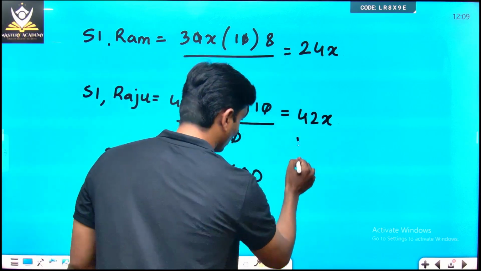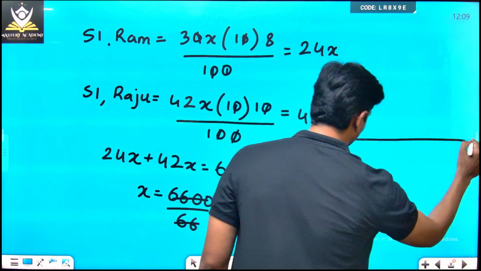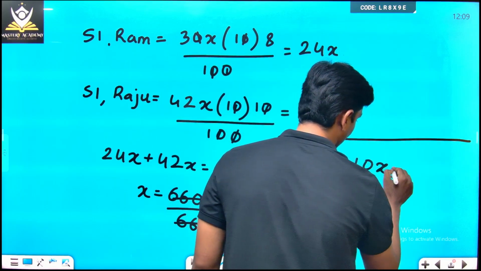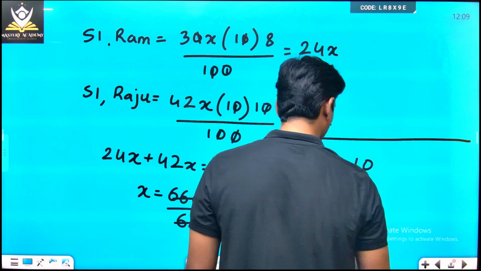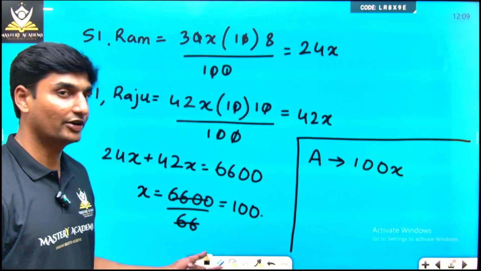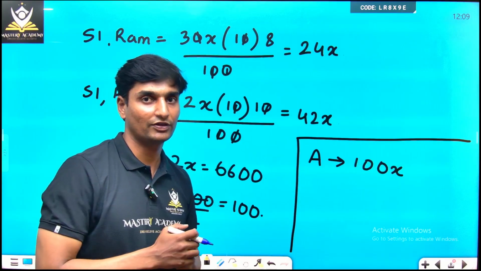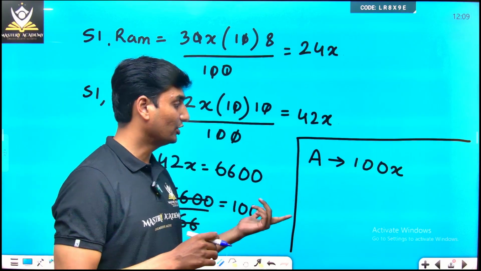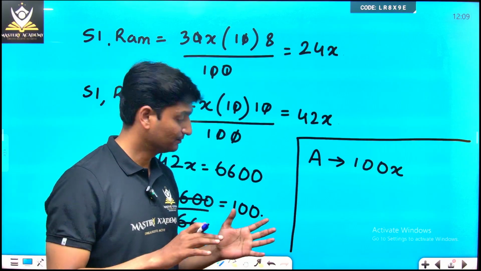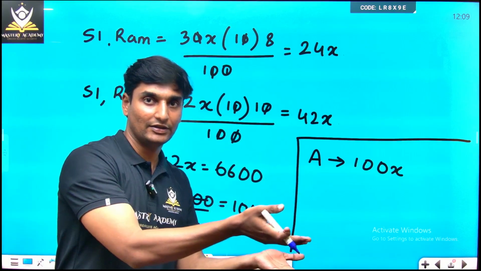So what was the total investment of Mr. A? Total investment was nothing but 100x according to what we had taken. 100x, we had assumed 100x. Now 100 into 100, that will give you the total amount. 10,000 rupees will be the total amount invested by A. So 72 into 100, 7200, yes, 7200 will be the amount that he gave to Mr. Ram and Raju.